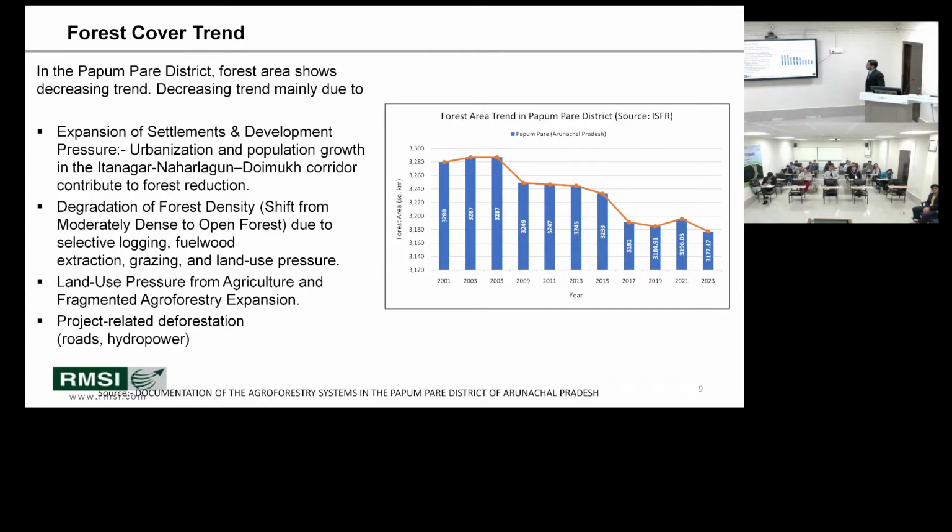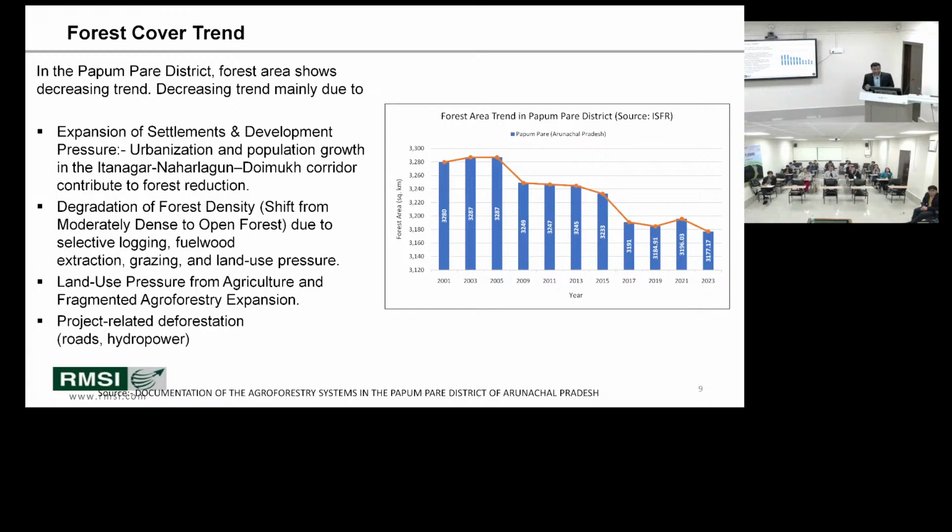For a basin study like this, we need to compare the long-term trend series of forest, so I made a plot from 2001 till 2023. The Forest Survey releases the report every 2 years. We can see a sharp decline from 2005 to 2015, slightly less, and then again a sudden change in 2017. The main cause is expansion pressure from settlement. Itanagar itself is in a wildlife sanctuary area.